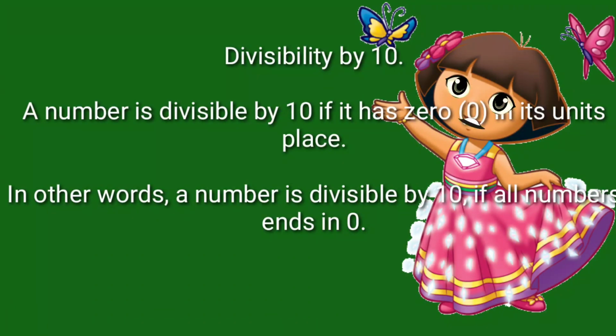Divisibility by 10. A number is divisible by 10 if it has a 0 in its units place. In other words, a number is divisible by 10 if it ends in 0.